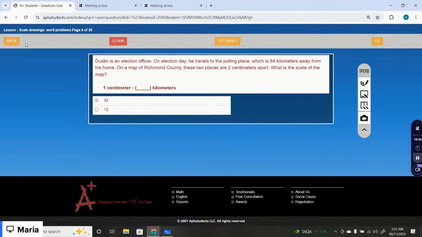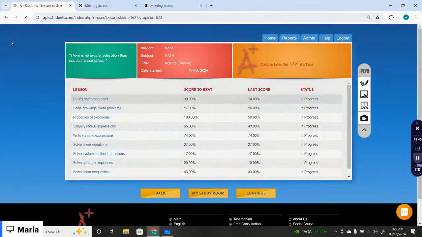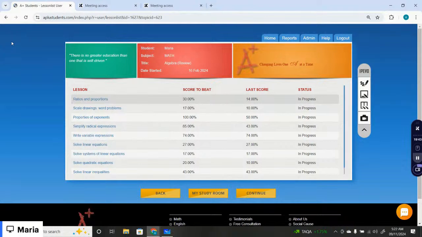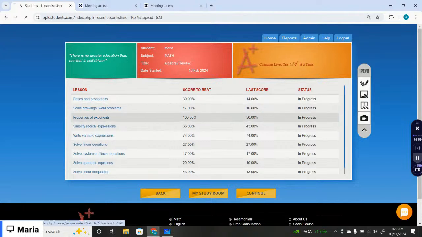That is 32 kilometers. Okay, you can complete the lesson by yourself later today. Let me just move on to the next lesson. The next lesson is properties of exponents. Let's just start with the next lesson.